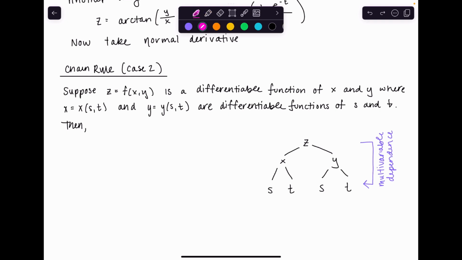So this first layer is going to be partials of z with respect to x or with respect to y. And then here, these are both going to be partials as well. This is partial of x with respect to s, and the partial of y with respect to s. And then these last little branches are partials with respect to t.